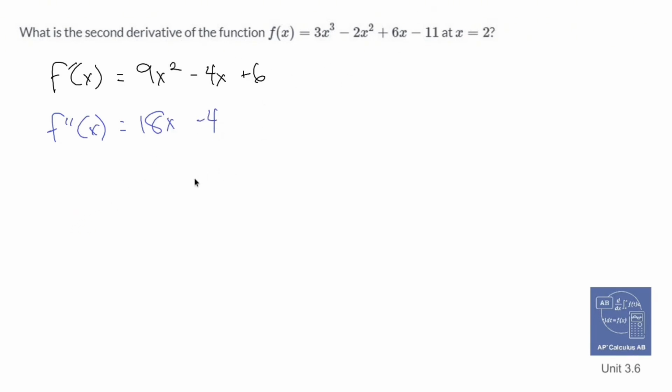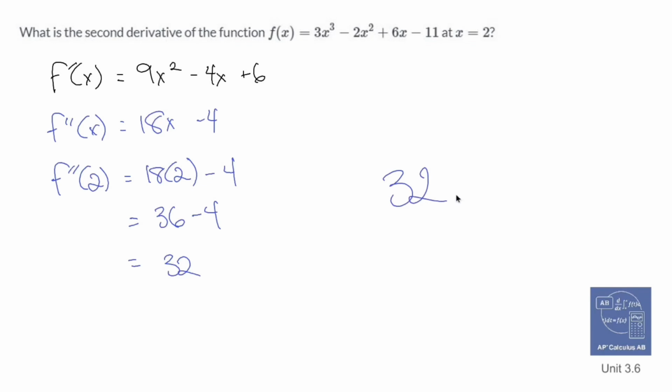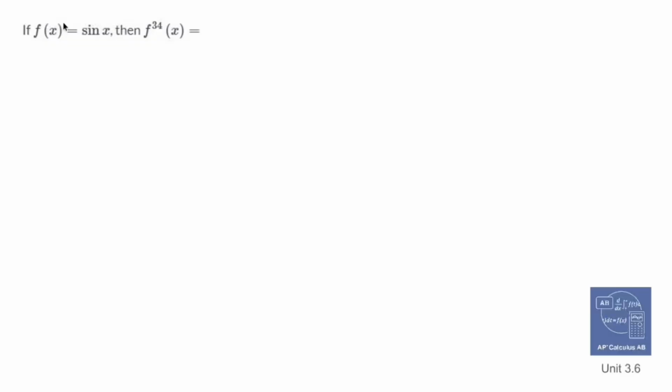Now my job is to find out what happens when x is 2. So f double prime of 2 is going to equal 18 times 2 minus 4. 18 times 2 is 36. 36 minus 4 is 32. So my answer is 32. Nifty! Oh my gosh! If f of x equals sine x, then find the 34th derivative?